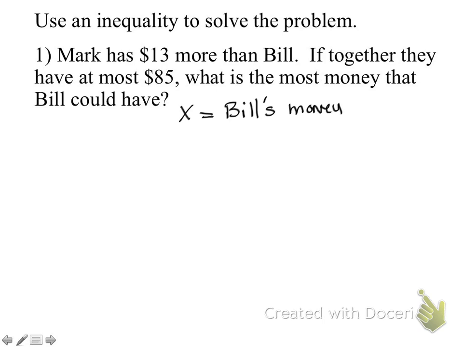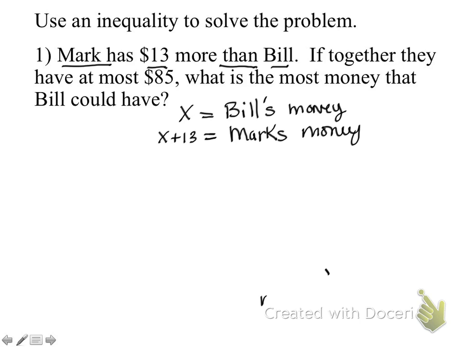Okay. Then, how could we define Mark's money? Blake? M equals B plus... No, how do I adjust the expression for Mark's money? No, X plus 13. If I define Bill's money as X, then they say Mark is 13 more than Bill, right? So it'd be X plus 13.